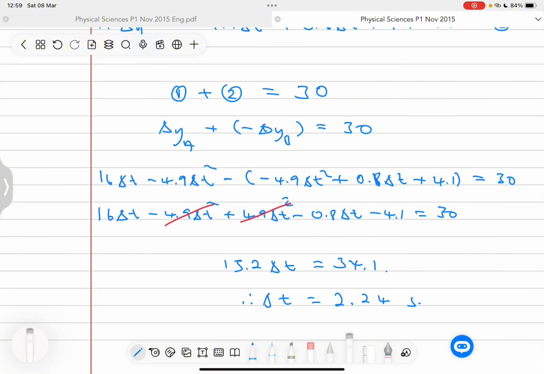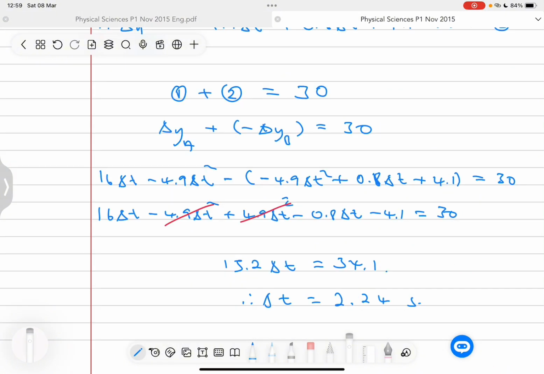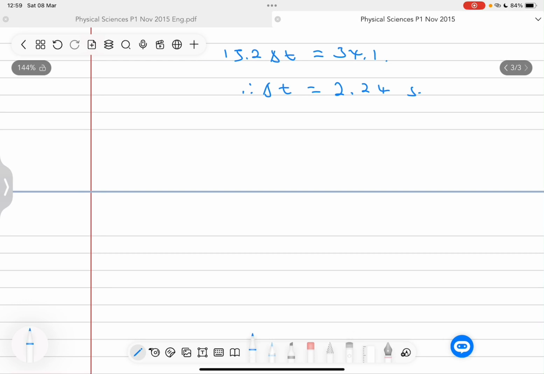So what we have found here is the time at which these balls will be at the same height. That means I can then use that time in any of these two equations to find the height. Well, particularly in this case, the height of A, because we want the height of A. We don't want the height of B. So very important, we're going to use equation 1 here.